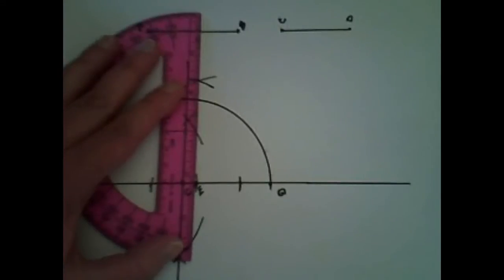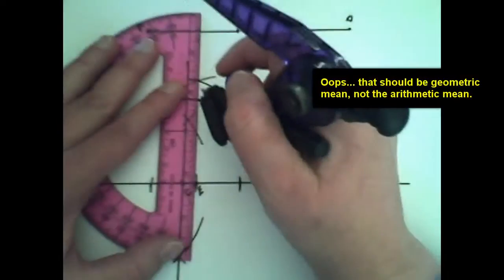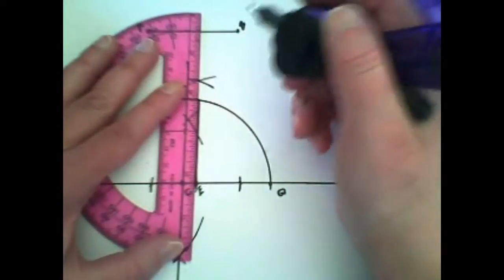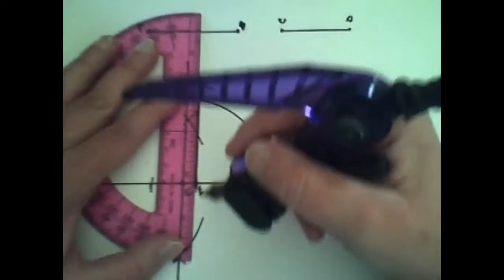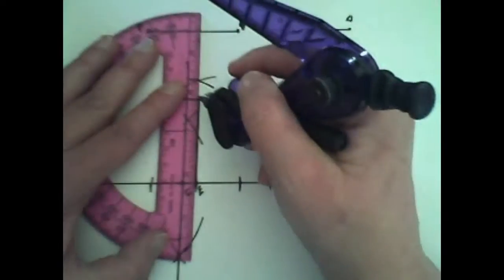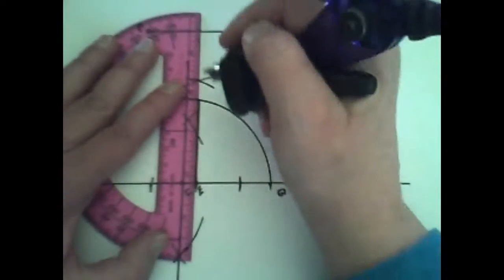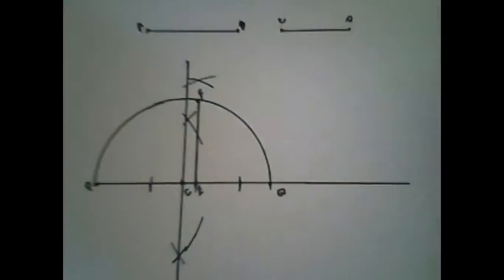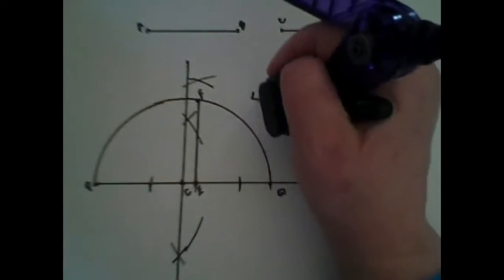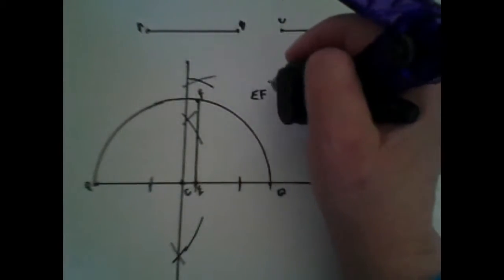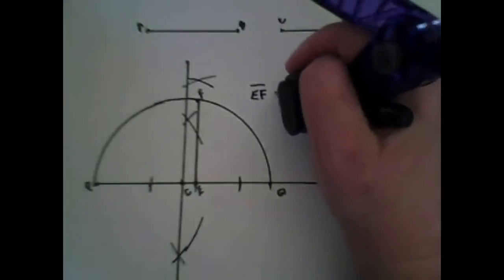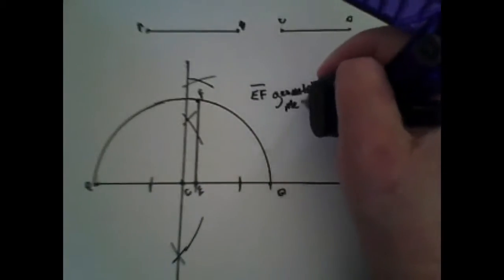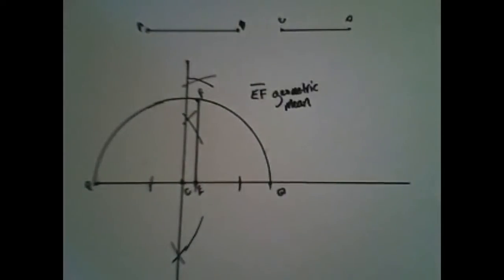So where is this geometric mean? Well, the geometric mean actually is this part of that line segment. So rather than connecting up this intersection all the way down to point E, I'm only going to go from where that line segment intersects the circle, and I'll call that F. So line segment EF, the measure of line segment EF, is the geometric mean of line segments AB and CD.